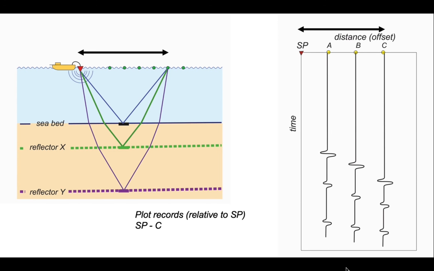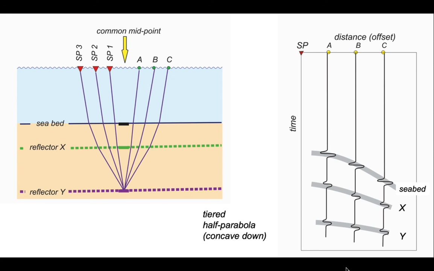There's our travel time plot against offset. And again, if we join these up, they define half parabolas that are concave downwards. The upper parabola, the first arrival, is from the seabed. The next one is from reflector X, and the final one on here is from reflector Y.